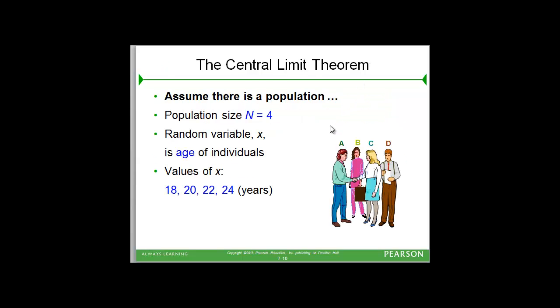Now let's check this example to show you what the central limit theorem is. Assume there is a population. The data is going to be the ages of all 4 people. So the population size is N equal to 4. And the random variable x is the age of individuals. The values of x are 18, 20, 22, 24 for those 4 people.